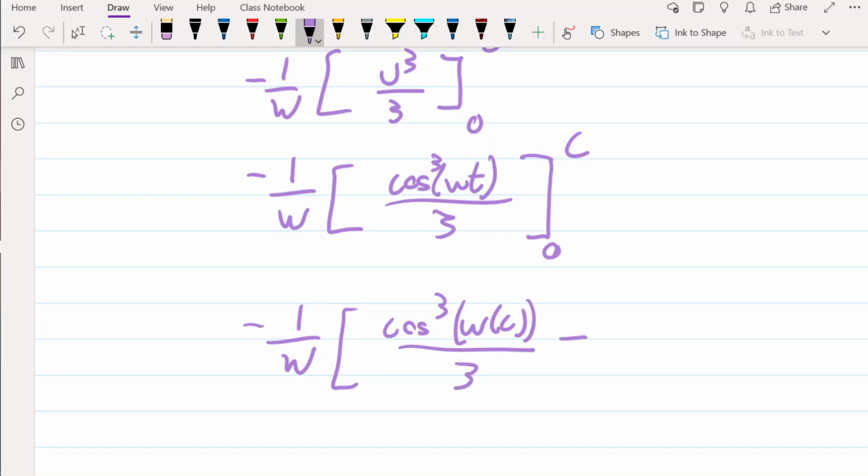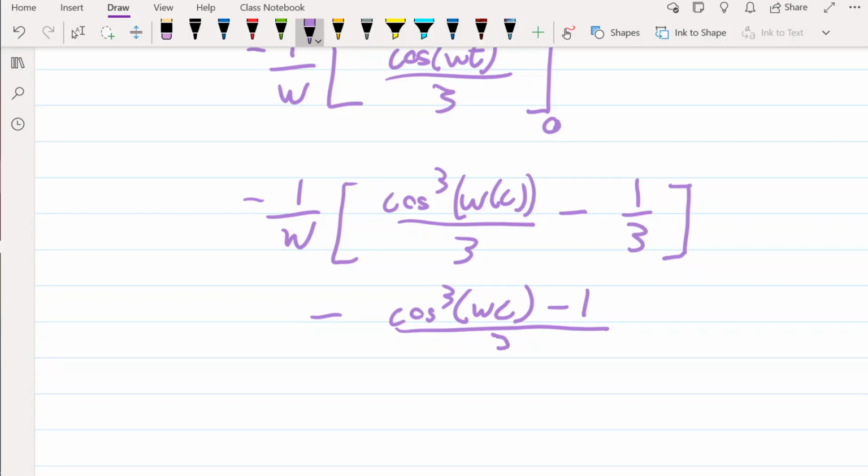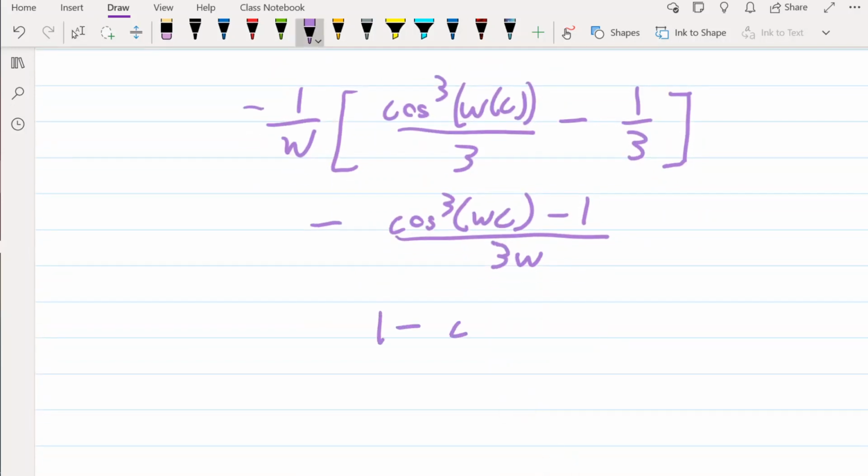minus, the cosine of 0 is always 1, which is just going to be equal to 1 over 3. And then you can combine like terms. So that'll be equal to opposite cosine cubed of wC minus 1, all of that over 3w. And if there's a negative out there, then we can bring it in. So that'll be 1 minus cosine cubed wC over 3w. And I believe that is the answer. I don't think we can get it any more simplified than this.